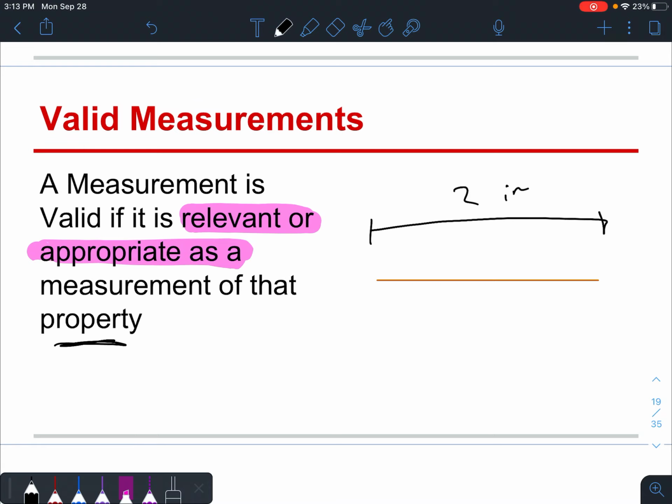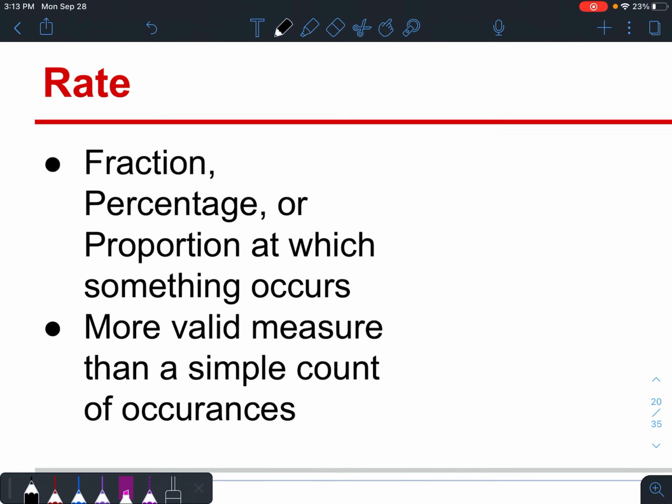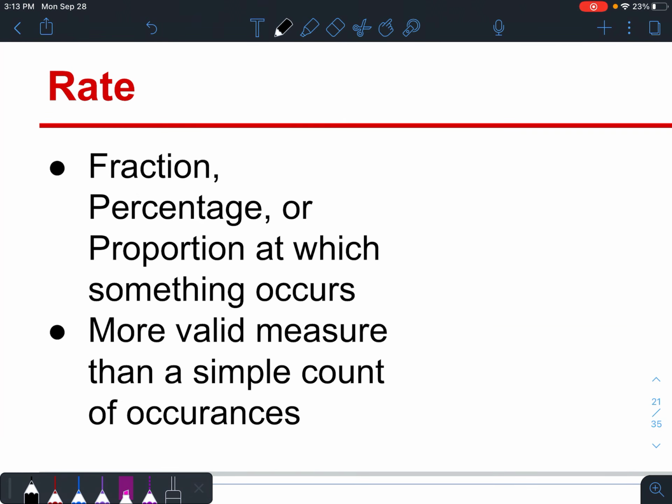is appropriate of the property that you're talking about. Rate, we're going to use rates. Fractions, percentages, or proportions at which something occurs. These are going to be more valid measurements than a simple count. So it gives you context when you talk about rates.